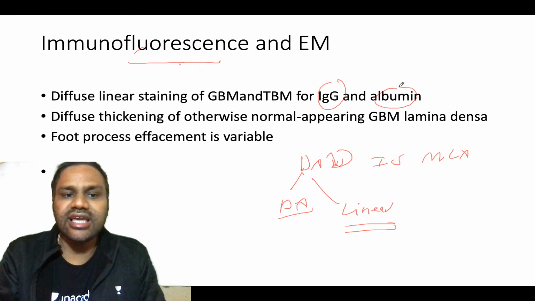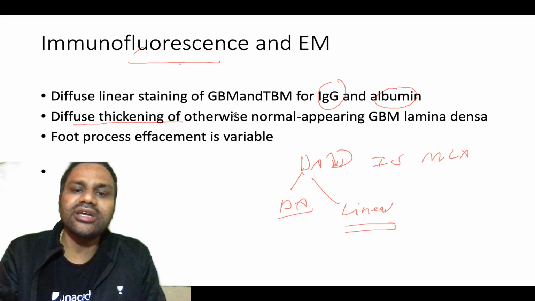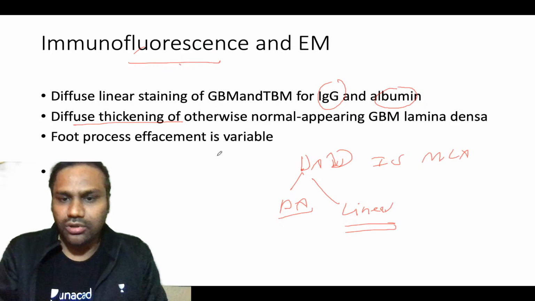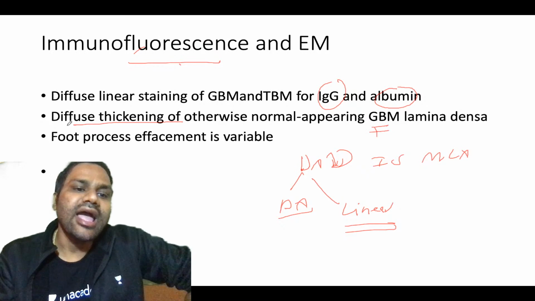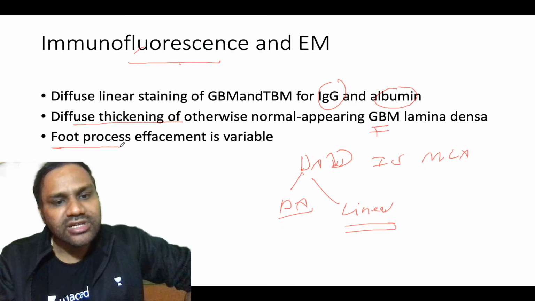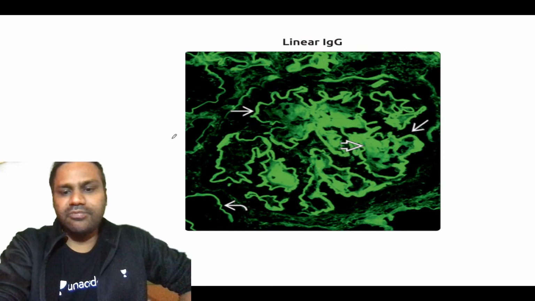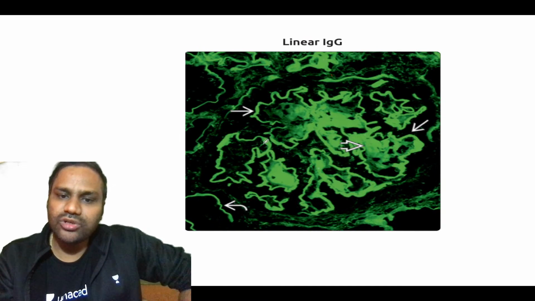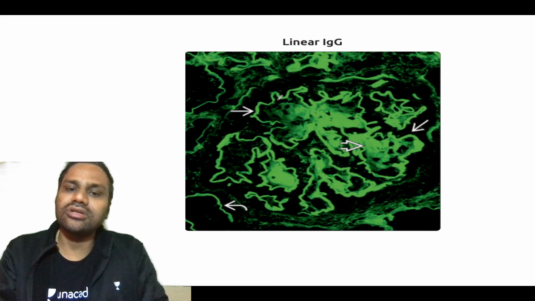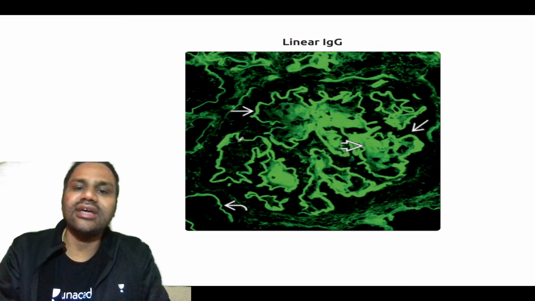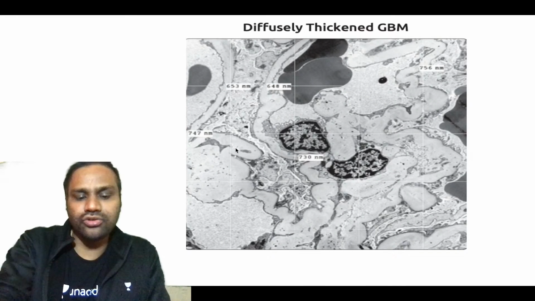Okay, this is IgG and albumin, and on EM, electron microscopy, there will be diffuse thickening of the GBM, and there can be podocytopenia which will result in effacement of the foot processes. Okay, so this image is showing linear IgG deposition. Here you can see the capillary loops and linear IgG deposition, which can be seen in case of diabetic nephropathy.